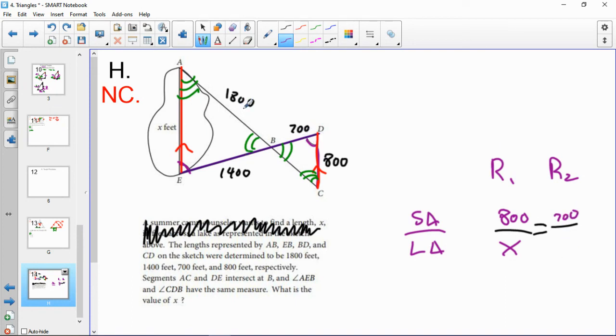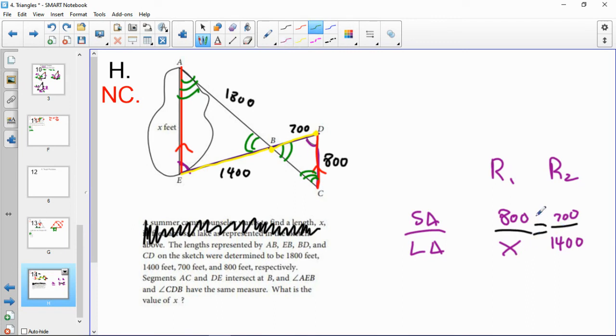And when I try to choose between 1800 and 1400, I can make that decision based on the segment they're giving me. So the segment they're giving me is BD, which is between the single ring and the 2 rings. So then in the other corresponding triangle, the corresponding side is also between the single ring and the double ring. So that's going to be EB, which means the number I'm going to use is 1400. And at this point, we can cross multiply and solve.